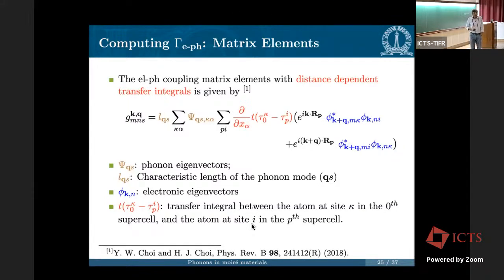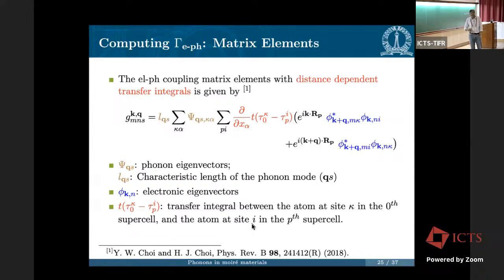Now, the reason why we made our electron phonon coupling, our tight binding parameters distance dependent, is because then we can take the derivatives. Right? And once we can take the derivatives, you can actually just define your electron phonon coupling matrix element in this way, where essentially all the ingredients that go in here are either the phonon eigenvectors or the electronic eigenvectors or the distance dependent transfer integrals for whom we need to take the derivatives. So once we've done that, we actually get the electron phonon coupling matrix elements.